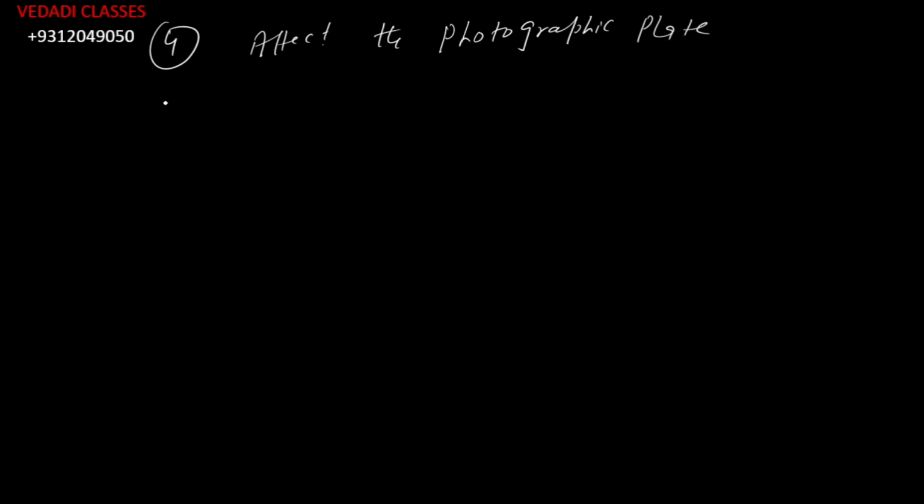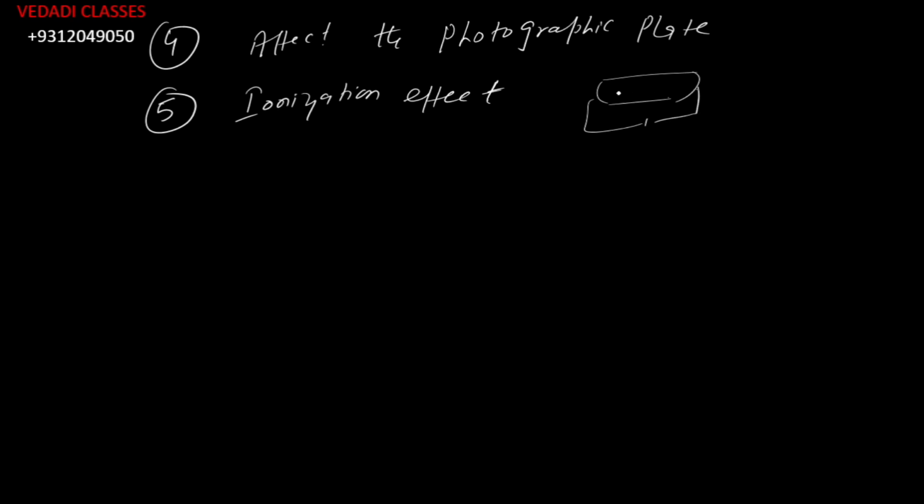Now the fifth one, it also shows an ionization effect. What is the meaning of the ionization effect? When you put some gases in the way of the cathode ray, they get ionized. It means it has an ionization effect.